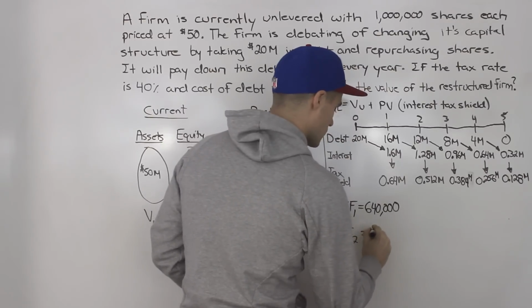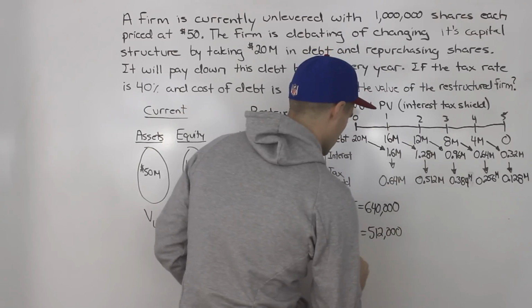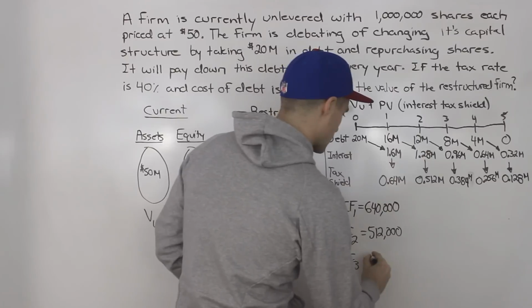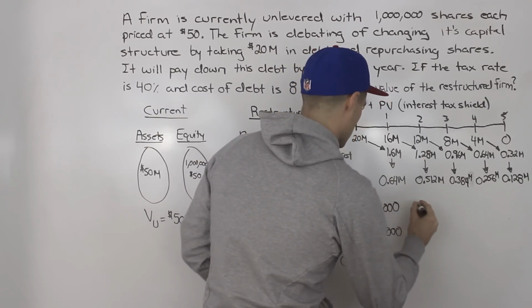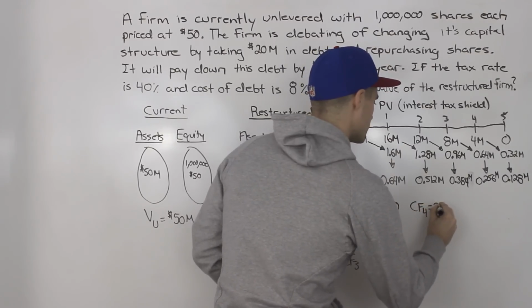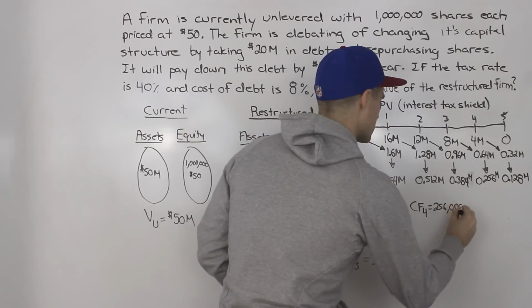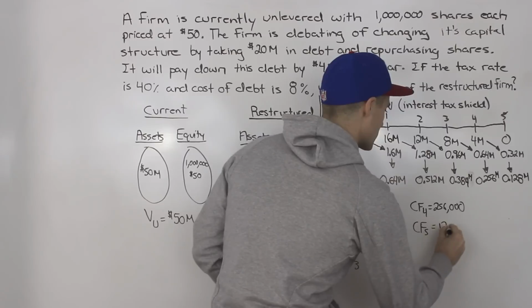CF2 would be 512,000. CF3 would be 384,000. CF4, 256,000, and then CF5 finally 128,000.